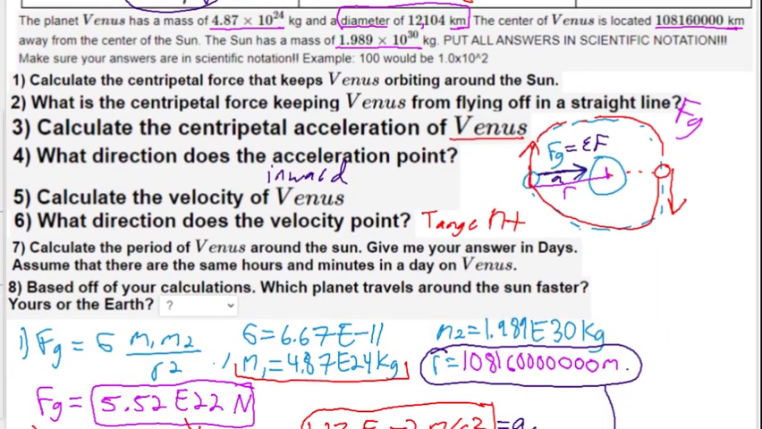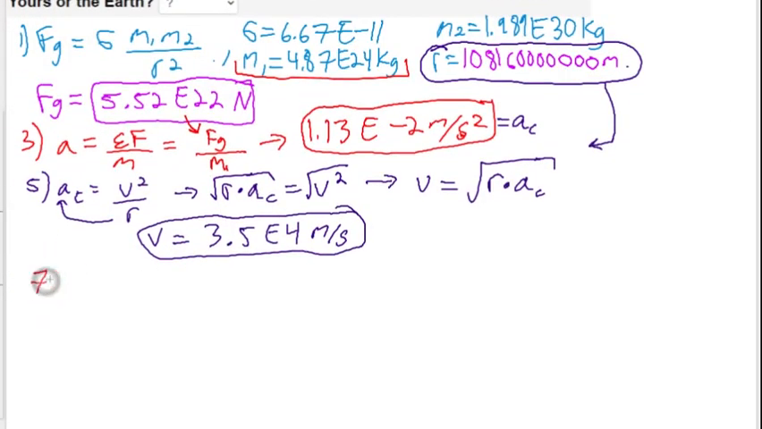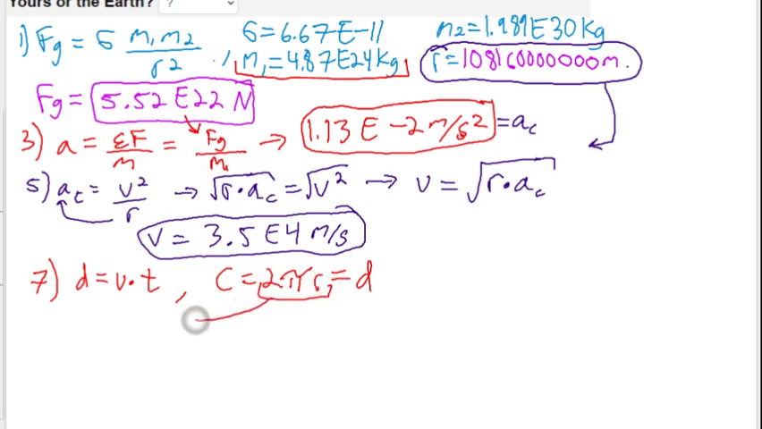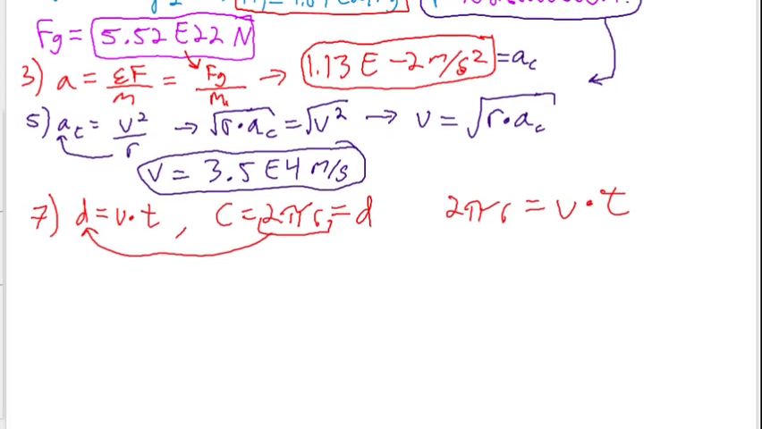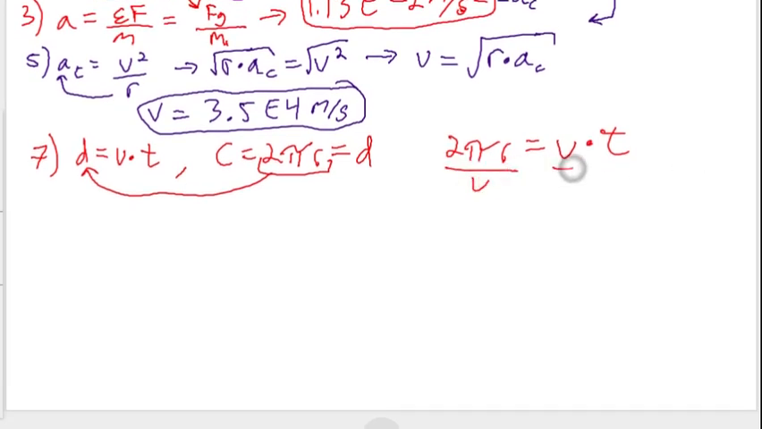So let's combine these two really quick. So we have D is equal to V times T. And we also have C is equal to 2 pi r. And we know C is equal to D. So we're going to take this and plug it in for D over here. So we end up with 2 pi r is equal to V times T. If we're solving for T, let's just get it by itself. We're almost there. We're going to divide both sides by V. So now our equation is just T should be equal to 2 pi r over V.